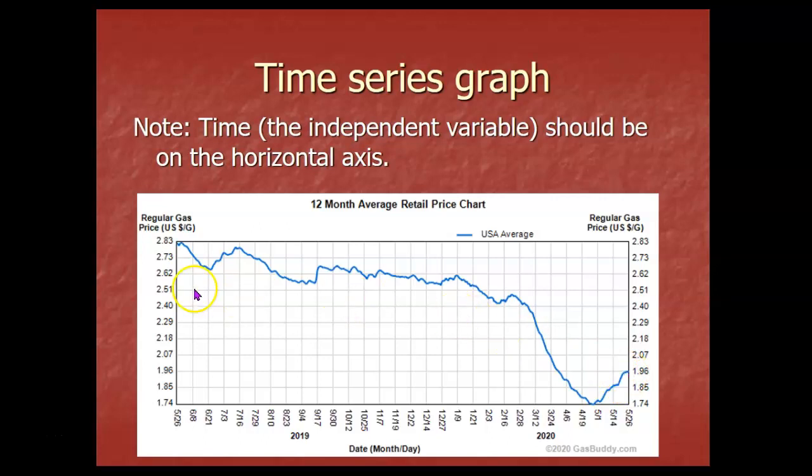year. So as you follow along from left to right, and you see how the graph goes down or up or stays pretty level, that shows how whatever it is the graph is about, in this case, the price of a gallon of gas, has gone down or up or stayed level over time.